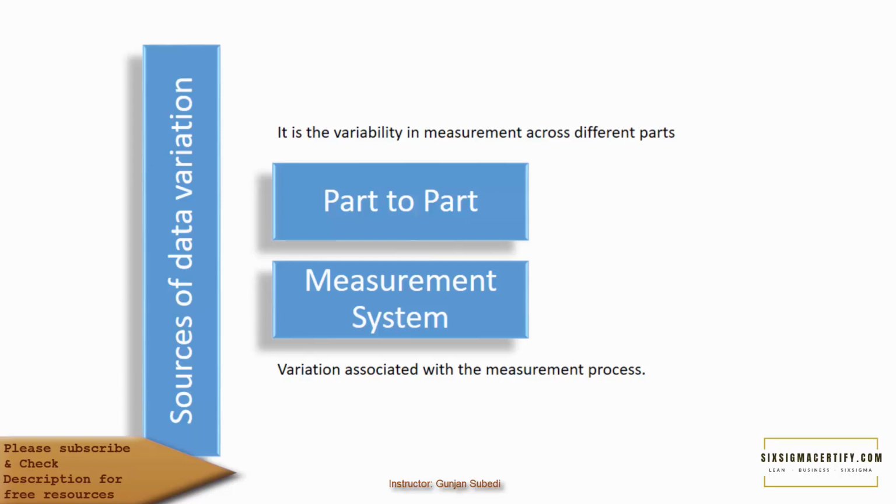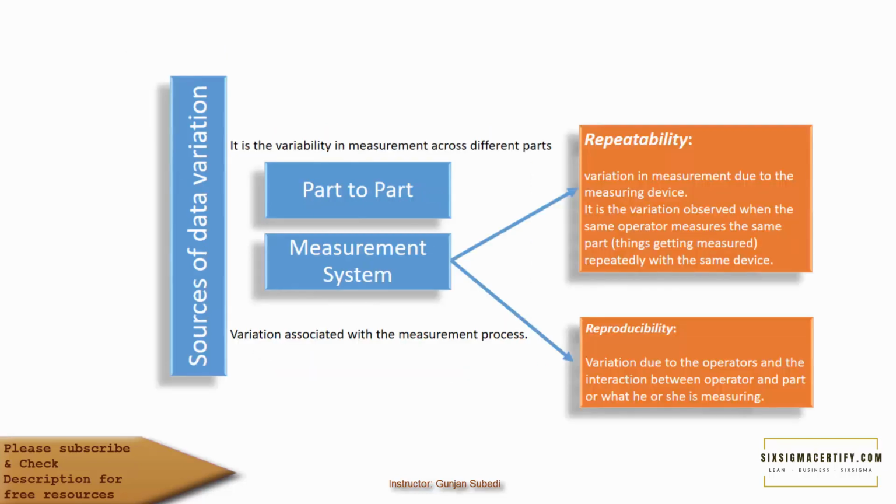Here we study two types of measurement system variation. The first is repeatability, which is variation in measurement due to the measuring device. It is the variation observed when the same operator measures the same part, or the part is usually the thing getting measured, repeatedly with the same device. So, when the same operator measures the same part repeatedly with the same device, and there is variation, we call that repeatability. Reproducibility is the variation due to the operators and the interaction between operator and part or what he or she is measuring.